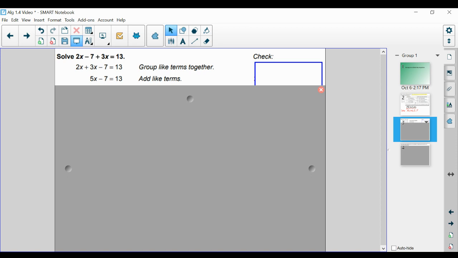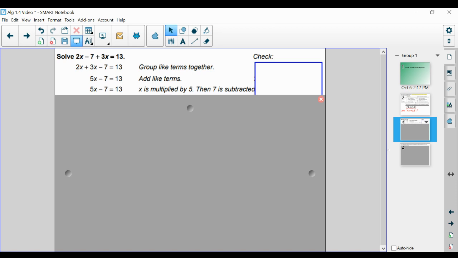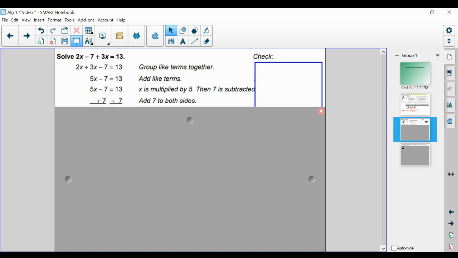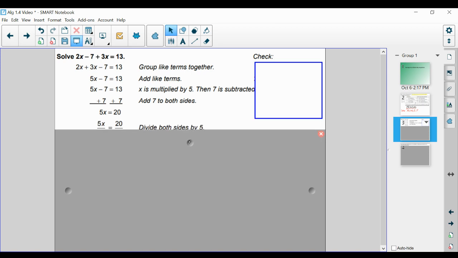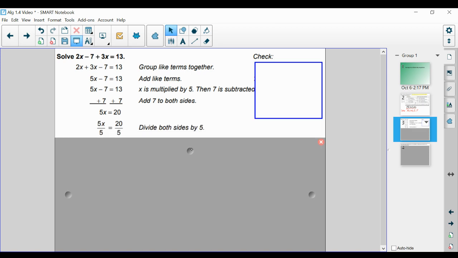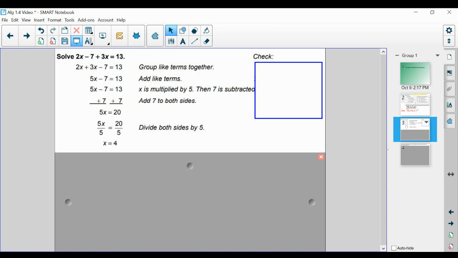We're going to go backwards. Since x is multiplied by 5 and 7 is getting subtracted, we're going to go backwards in our order of operations. We're going to add 7 to both sides. That's going to cancel out. Remember, we're going backwards in our order of operations. You're going to hear me say that a lot, so just get used to it. So we have 5x is equal to 20. Now we have a one-step equation. 5 is getting multiplied by x. Therefore, we're going to divide both sides by 5, and we get that x is equal to 4.